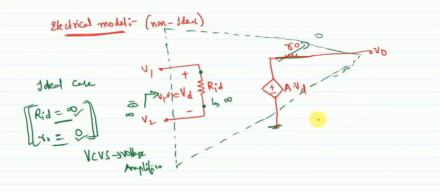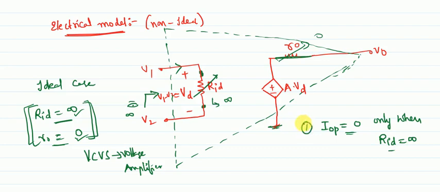Now there are two important GATE bits that were asked in previous year questions. The summary of those questions is: the input bias current IOP will be 0 only when the current entering through this will be 0, only when RID equals infinite. Then only you can open this resistance, right? If not, there will be some resistance and a minute amount of current will flow. So the question is, the current entering the op amp will be 0 only when RID equals infinite. This is one question asked in a previous GATE.